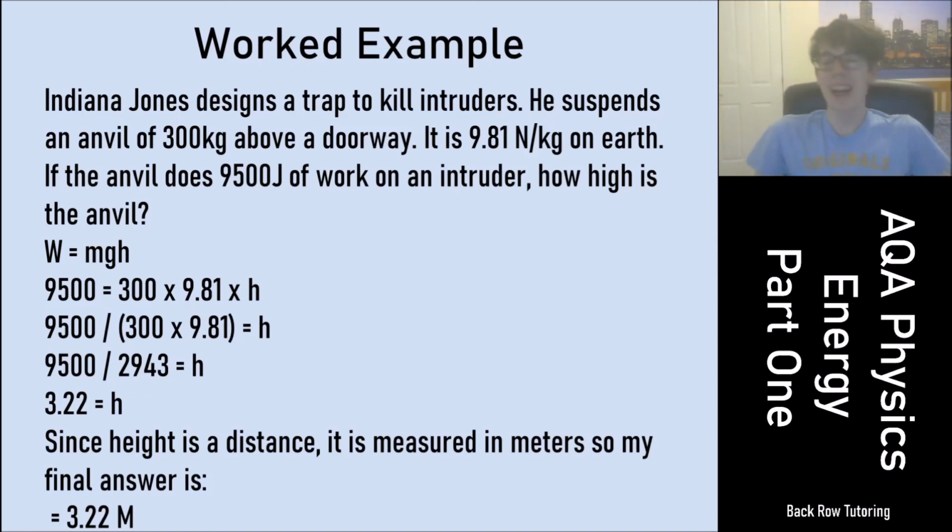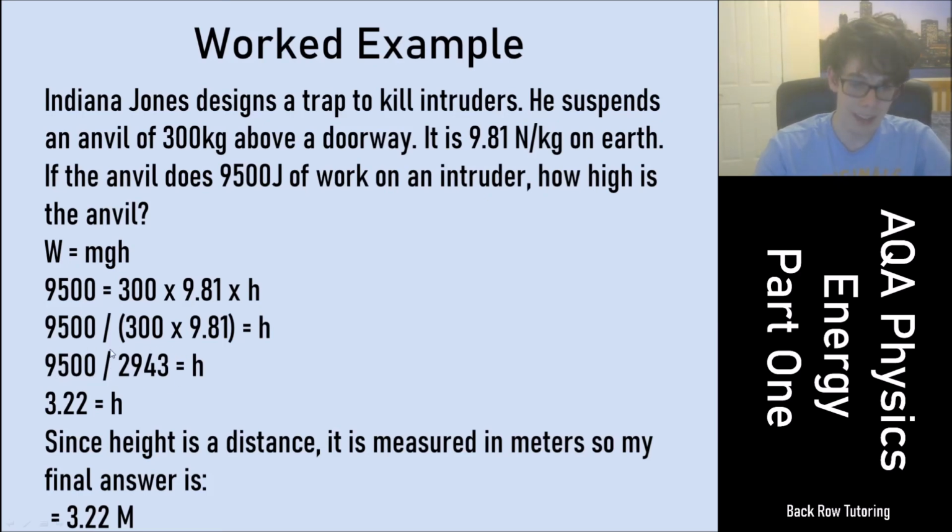Well, write out our equation, W equals mgh. We have that 9,500 is equal to 300 multiplied by 9.81 multiplied by h. So, rearrange that formula. We want to get h by itself, so we're going to bring 300 and the 9.81 onto the left-hand side of the equation. So 9,500 divided by 300 multiplied by 9.81 is equal to h. If we evaluate the 300 times 9.81, we'll get 2,943.